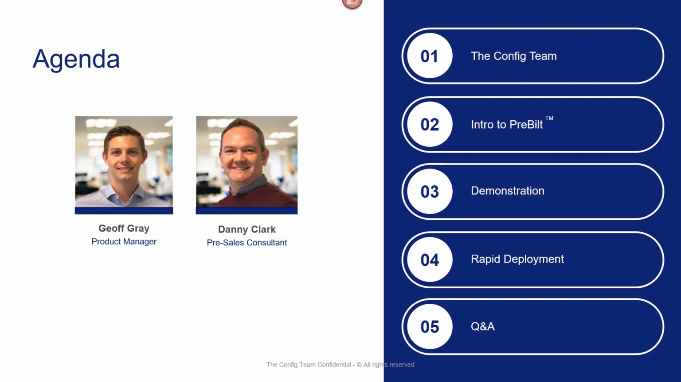Okay, so I'm going to be joined by Danny. Just to do a brief introduction of myself and Danny. My name is Jeff Gray. I'm the product manager for the Config team. My background is from a functional perspective, so I've done a lot of SAP implementations within the supply chain space, within IM, WM, and EWM.